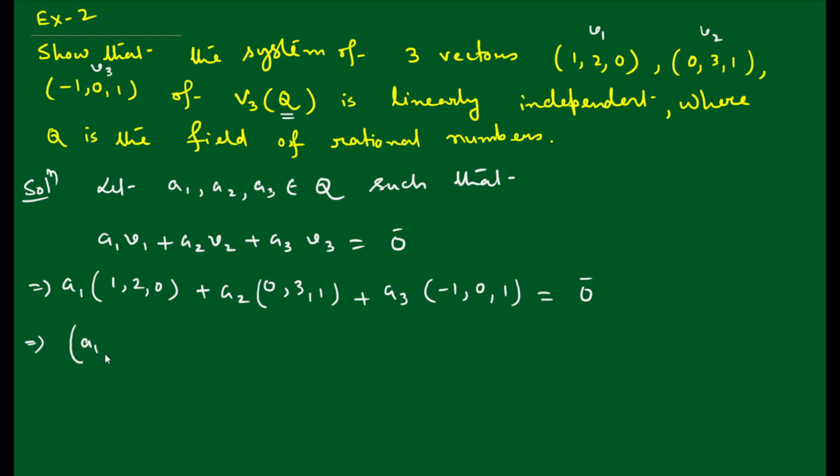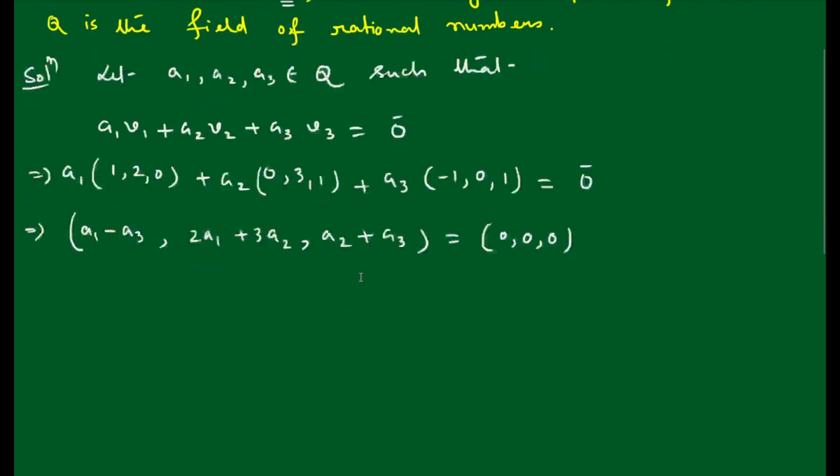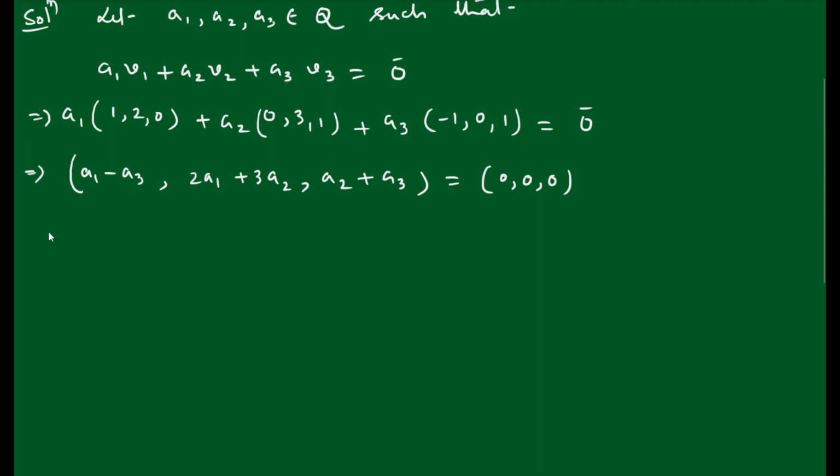Now we'll combine them and write together. What is the first element? a1, here it will be 0, minus a3. Then 2a1 plus 3a2, and then a3 is 0. Then here a1 is 0, a2 plus a3, and on the right side we write 0 0 0, since it is 3-dimensional. If it is 2-dimensional, then you have to write 0 comma 0. Now let us compare that. After comparing, a1 minus a3 equals 0, then 2a1 plus 3a2 equals 0, and then a2 plus a3 equals 0.